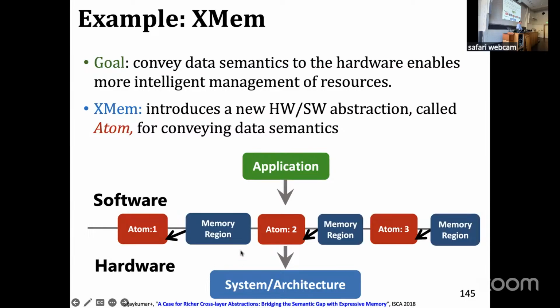And for this memory region, for example, I have very good locality, very good compressibility, and very good error tolerance. Or you can associate different memory regions with different atoms also. For this memory region, I have some other characteristics. For this memory region, I have some other characteristics.